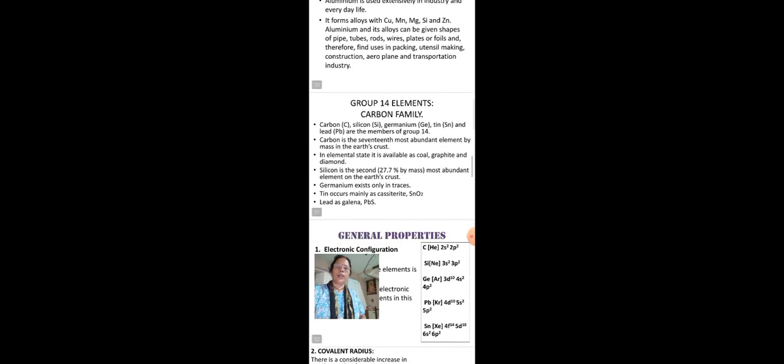Group 14, that is the carbon family. The carbon family consists of carbon, silicon, germanium, tin and lead. Carbon is the 17th most abundant element by mass in the earth's crust. In the elemental state it is available as coal, graphite and diamond. Silicon is the second most abundant element in the earth's crust, 27.7 percent by mass. Germanium exists only in traces. Tin occurs mainly as cassiterite, SnO2, and lead as galena, PbS.